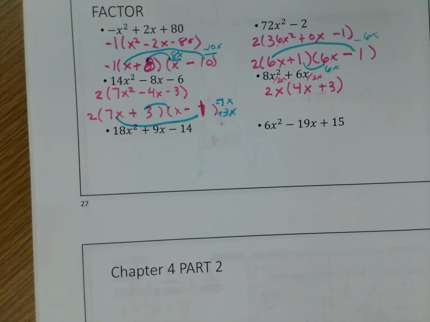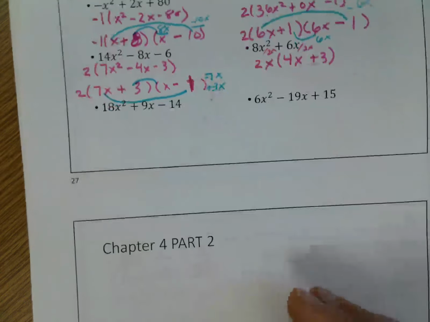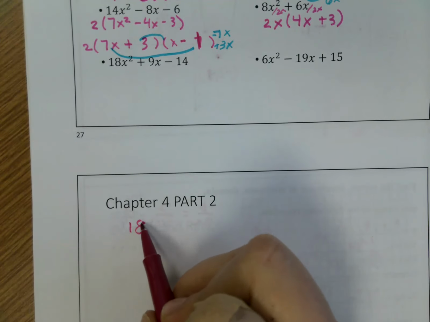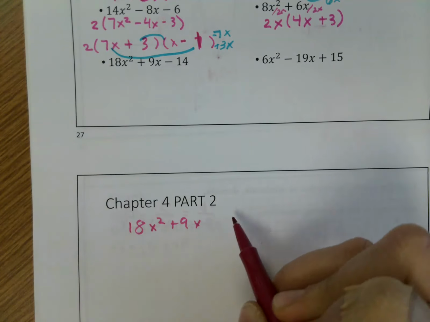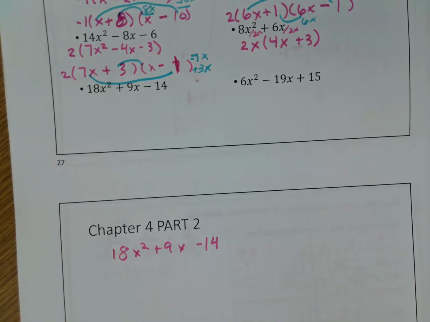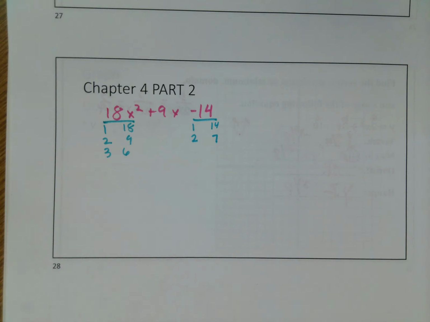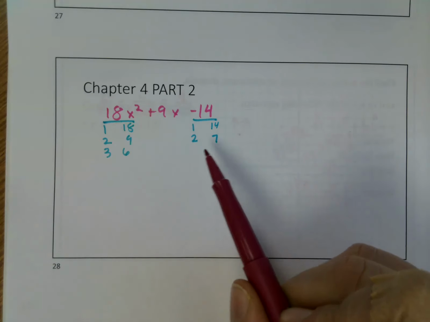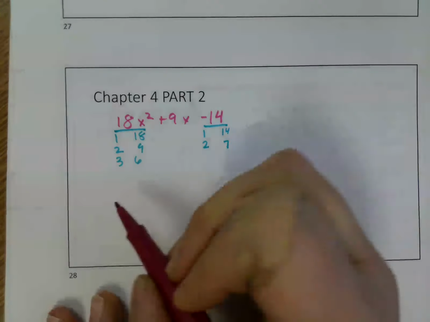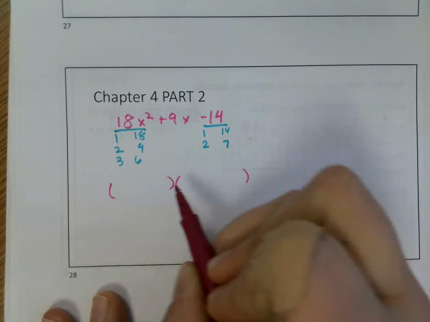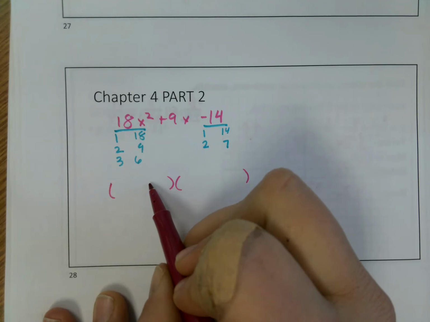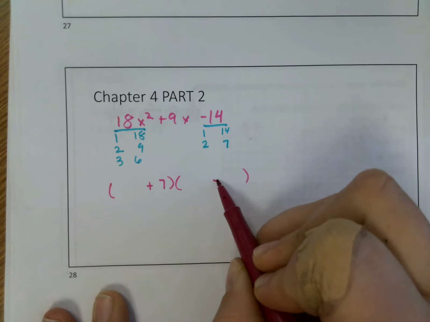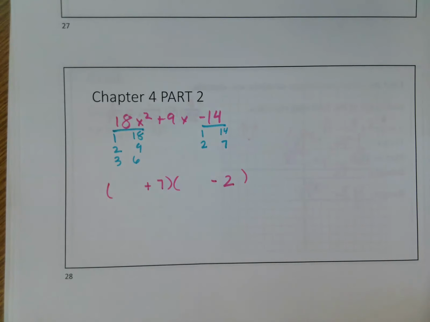Next one, what do they have in common that I can take out? Nothing. I'm actually going to move this one down here so I can have some more room. 18x squared plus 9x minus 14. So I'm going to write down my factors of 18 and 14. I just feel like I'm going to go with 2 and 7 for my negative 14. One of them has to be positive and one of them has to be negative. Those are the ones I'm going to guess and check first.